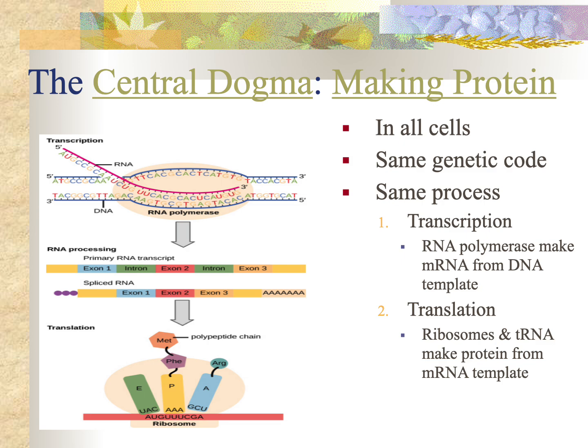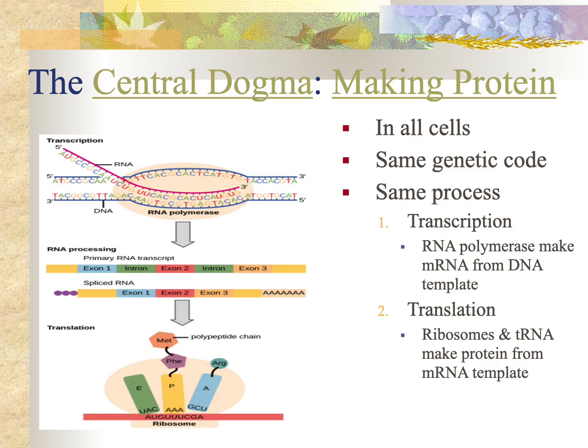And very quickly, biologists found that this turned out to be the same process in virtually all cells: prokaryote, eukaryote, plants, animals, everything. And the code turned out to be identical in all these cells, as well as the process. And the process was relatively simple. It was a two-step process. We now refer to those steps as transcription and translation.